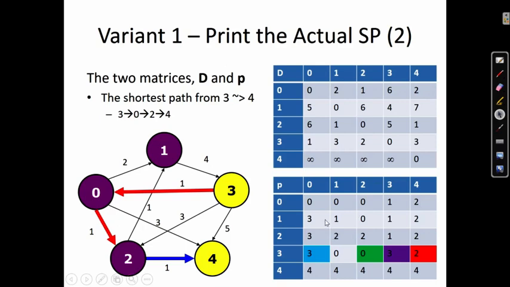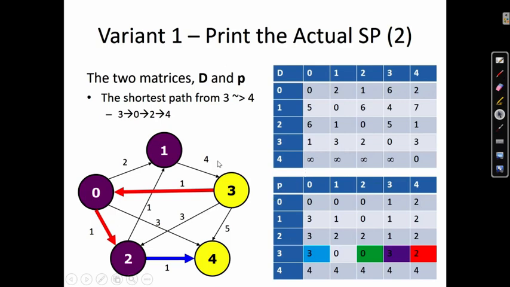You can see that for row 4, which is vertex 4, the shortest path from 4 to everyone else is infinity, except for 4 itself, because you can see clearly that there's no path from 4 to anybody. So let's look at your predecessor matrix now.